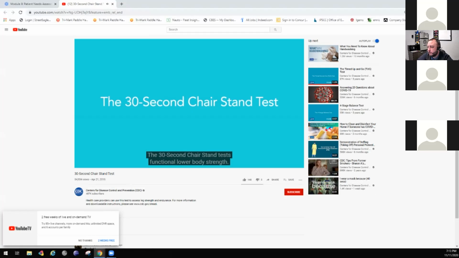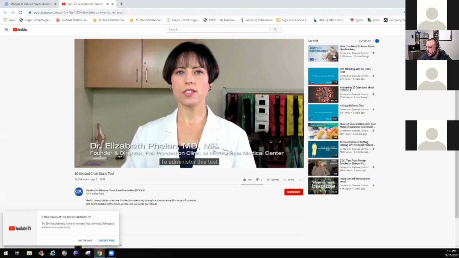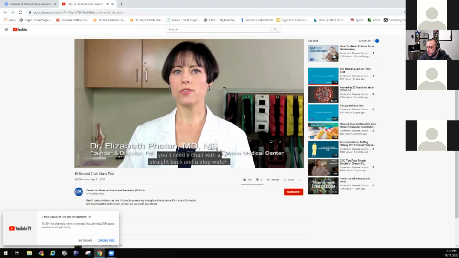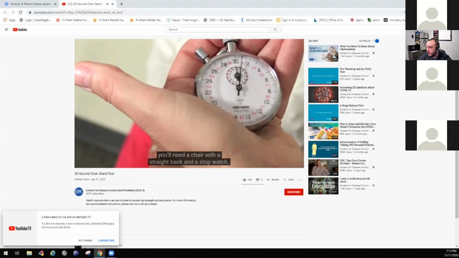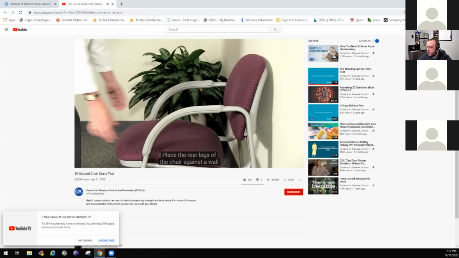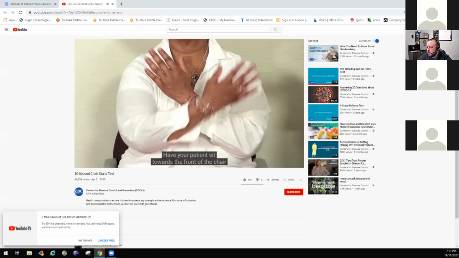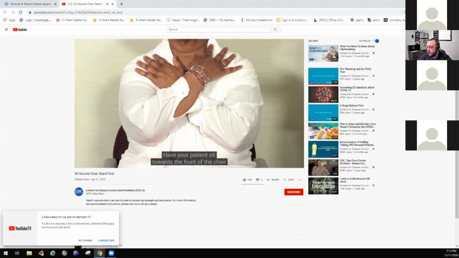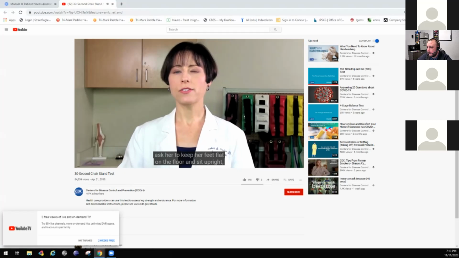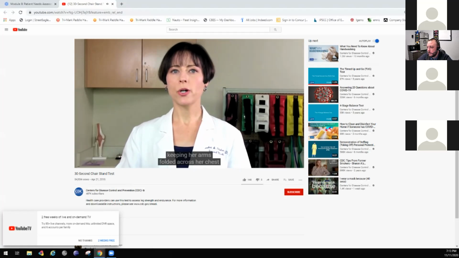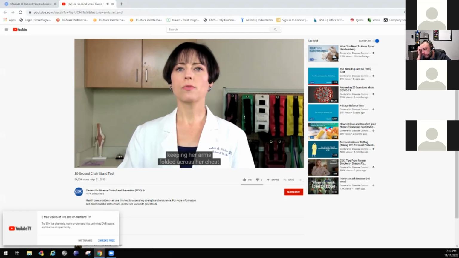Tests functional lower body strength. To administer this test, you'll need a chair with a straight back and a stopwatch. Place the rear legs of the chair against a wall so that it cannot slide backwards. Have your patient sit towards the front of the chair and fold her arms across her chest. Ask her to keep her feet flat on the floor and sit upright. She should try to stand up, keeping her arms folded across her chest without pushing off with her arms.